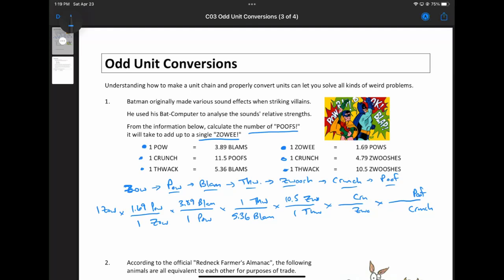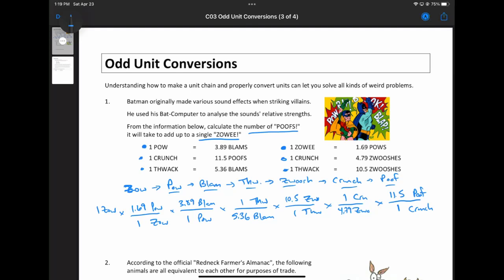Crunches and zowies. Crunches and swooshes. We have 1 crunch is 4.79 zwoosh. And poofs and crunches, 11.5 poofs equals 1 crunch.